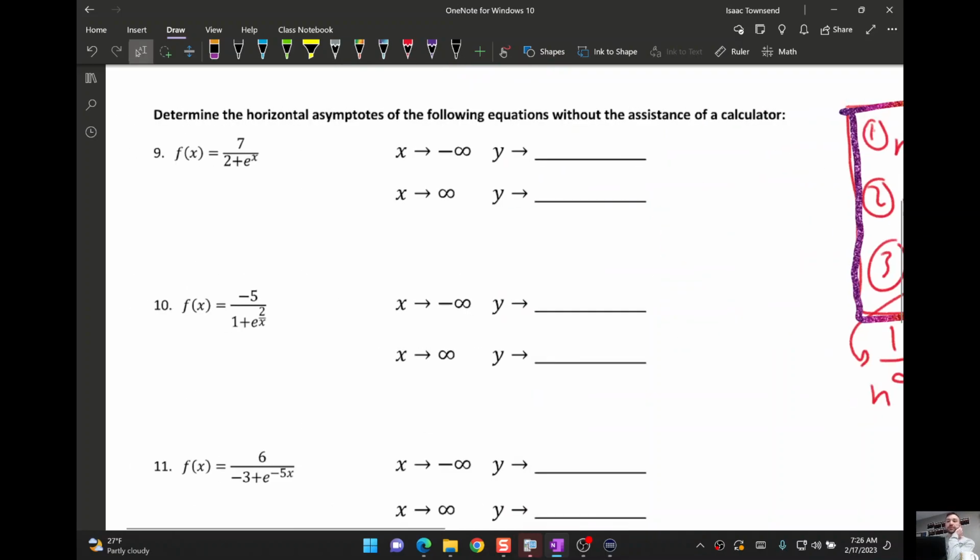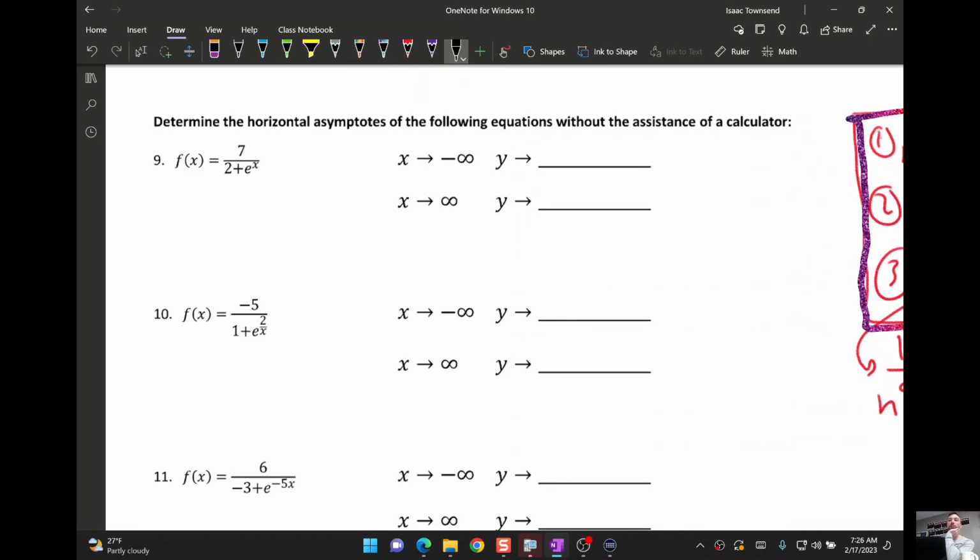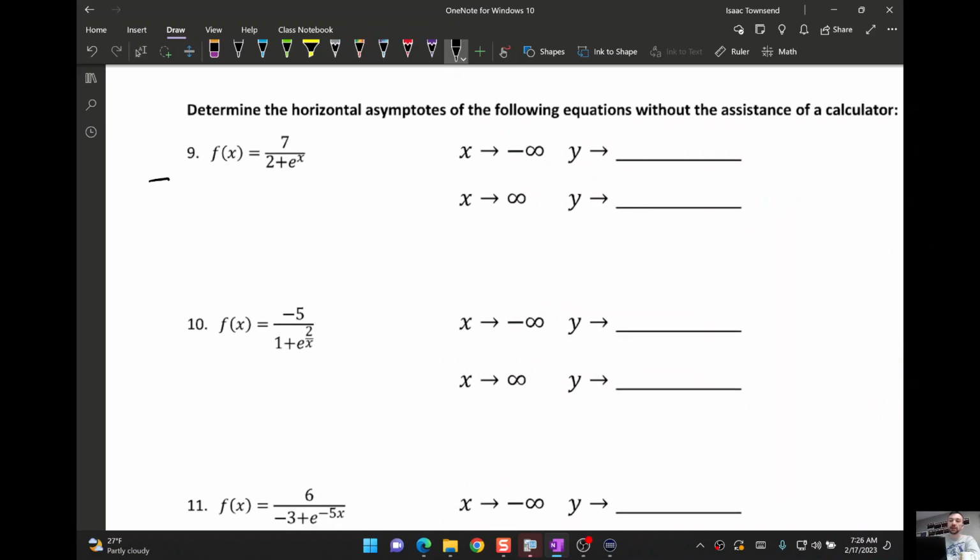Then what this is asking you is what y value is this approaching as x gets really small or really big? So just work them out separately. So the first time, just plug in negative infinity where there's an x. And then we have to step this off in as smallest pieces as we can because we want to figure out what's happening with this whole thing without a calculator.